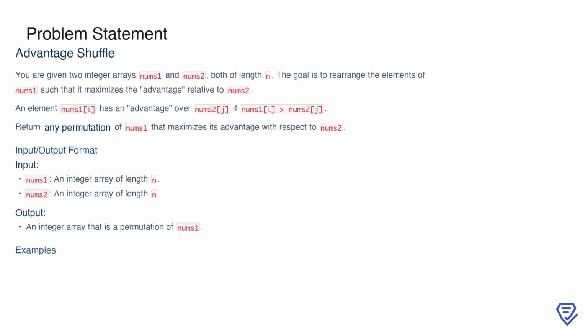For the input, you will receive two integer arrays of equal length, nums1 and nums2. The output should be an array that is a permutation of nums1. This arrangement should ensure that the advantage relative to nums2 is maximized. Let's see some examples to understand this better.